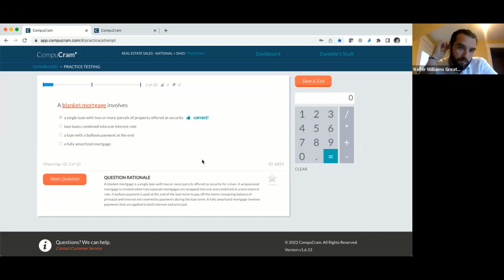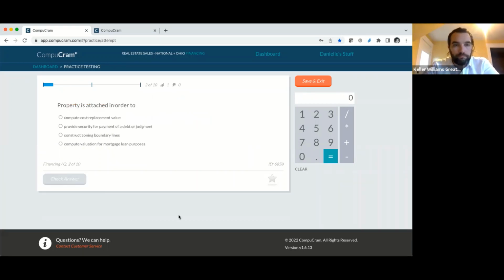A balloon payment is paid at the end of a loan term. It is the entire remaining balance not covered, and sometimes that's referred to as a term loan. And a fully amortized mortgage is what most properties deal with in all mortgages on the 30-year mortgage, which is that the same amount is paid every month and applied to principal and interest.